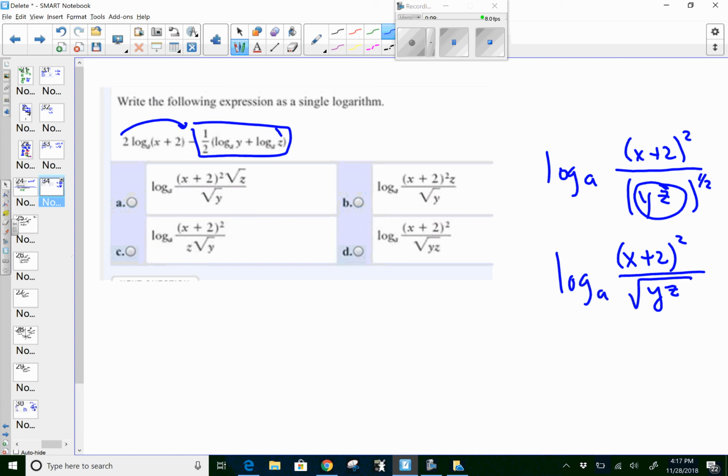So again, I have to find the one that matches. This one's out because the z's at the top. This one's out because there's no z at the bottom. This one's out because the z comes out of the square root. So this one by default has to be it. Let's just see if it matches, and it does exactly.